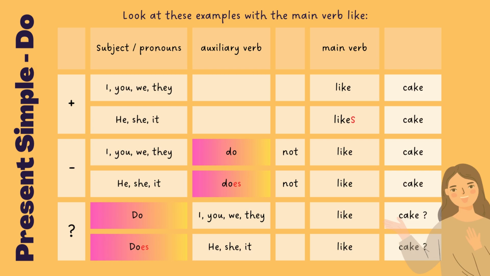He, she, and it, which is third person singular, we add an es to the auxiliary verb do and not to the main verb. He likes cake. For negative sentences, he does not like cake. To ask a question, we bring the auxiliary verb to the beginning of the sentence. Do you like cake? Does she like cake?